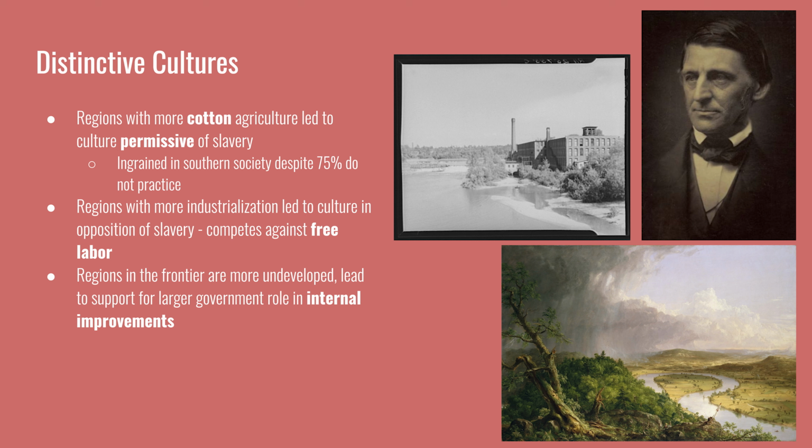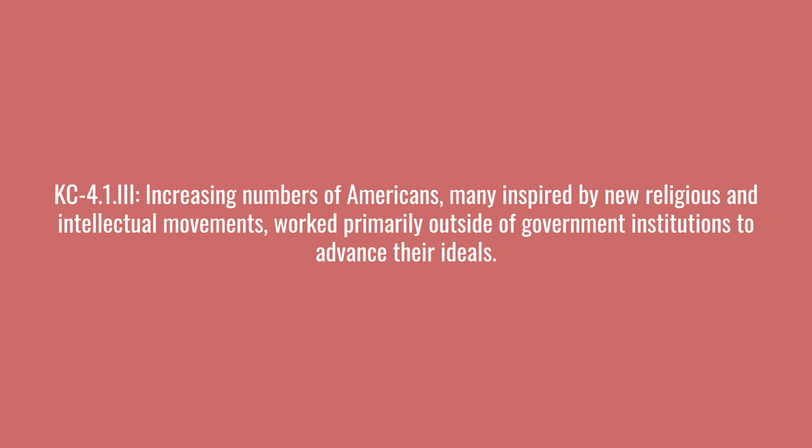Finally, regions in the frontier that are more underdeveloped lead them to support a larger government that has the power to put in place internal improvements and transportation routes that benefit the region. This roughly sums up how each region of the United States before the Civil War had a distinct culture and distinct views on government. The next key concept focuses on the causes for reform movements.